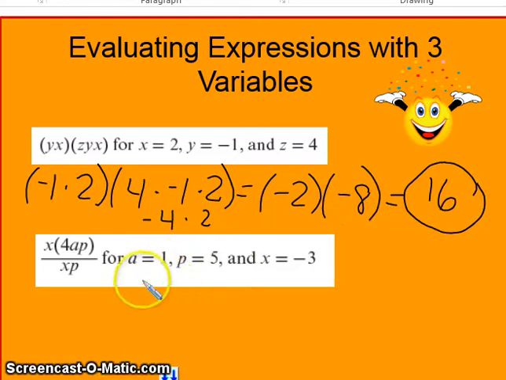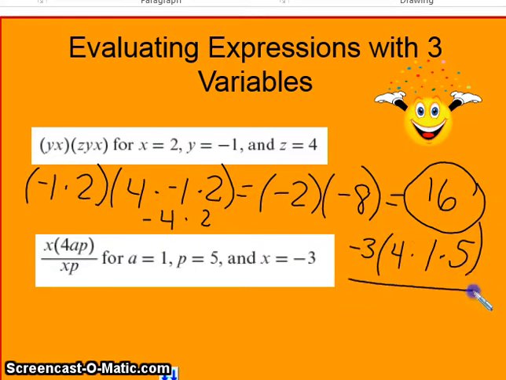Alright, same thing again for this next example. x times 4ap all over xp. a equals 1, p equals 5, and x equals negative 3. So I'm going to plug in 1 everywhere I see an a, 5 everywhere there's a p, and negative 3 everywhere there's an x. So I have x, which is negative 3, times 4, times a, which is 1, times p, which is 5, all over x, which is negative 3, times p, which is 5.